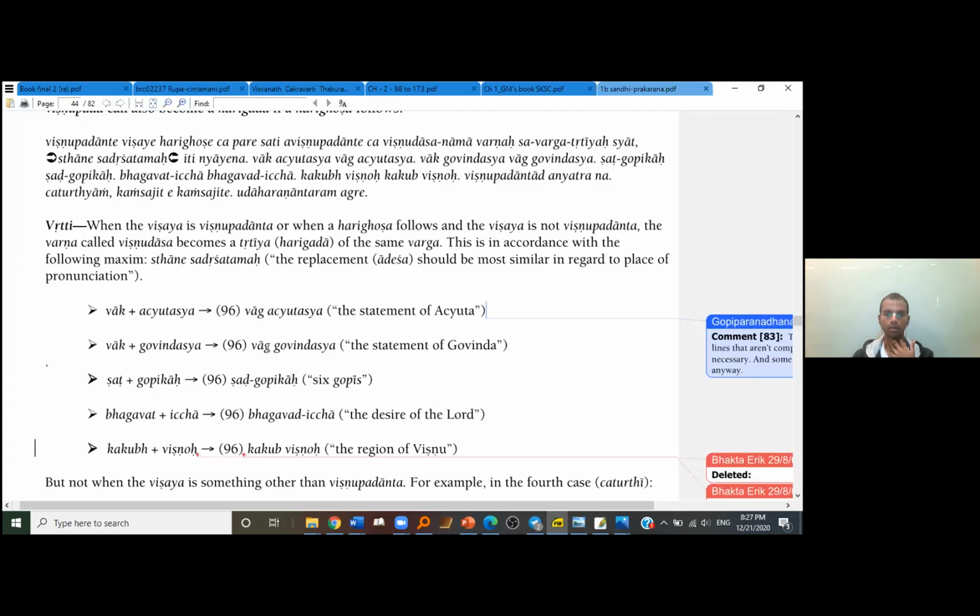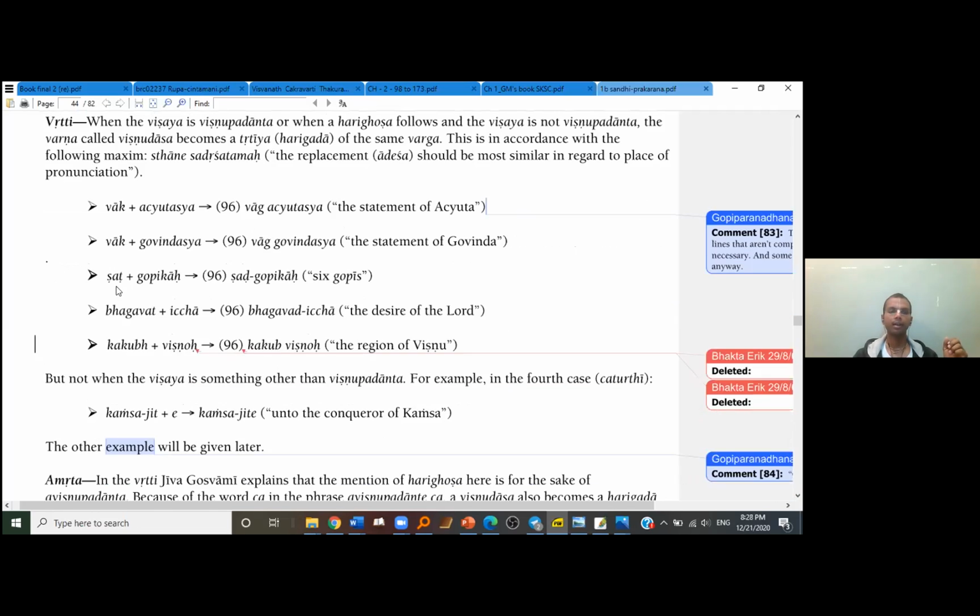The main point I would like to convey is that the sandhis are done to facilitate the pronunciation so that we can pronounce the two words easily, so that we don't have to suffer during pronouncing two words. So that's all. Sthane sadrishatamaha. Second example we did. Third example is shat gopikaha.